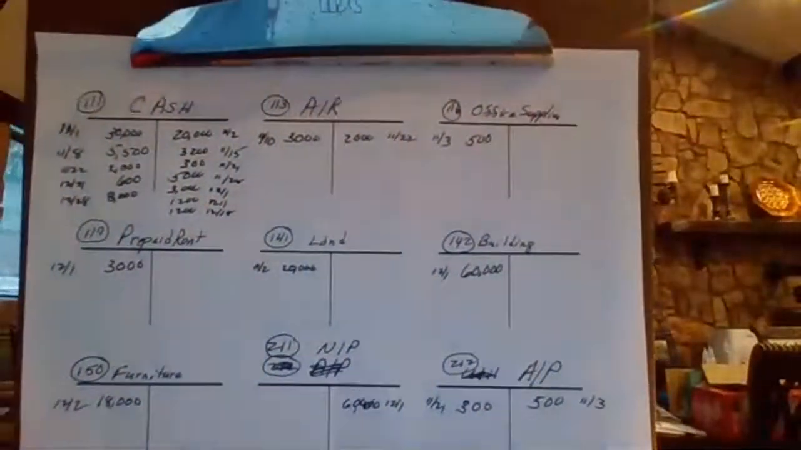That's what the general journal looks like after we record the 17 transactions. Here's what the general ledger looks like.